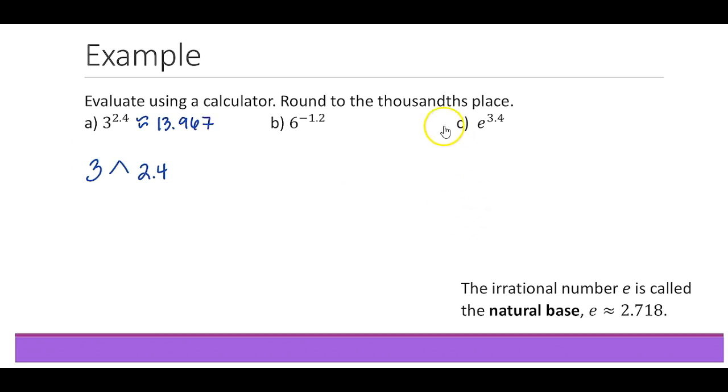13.967, and we are rounding to the thousandths place, which means that we are going to 3 places past the decimal. So it's important to know your place values. Next we have 6 to the negative 1.2. Here we want to go ahead and use our calculator again, and make sure that you use a negative instead of a minus.